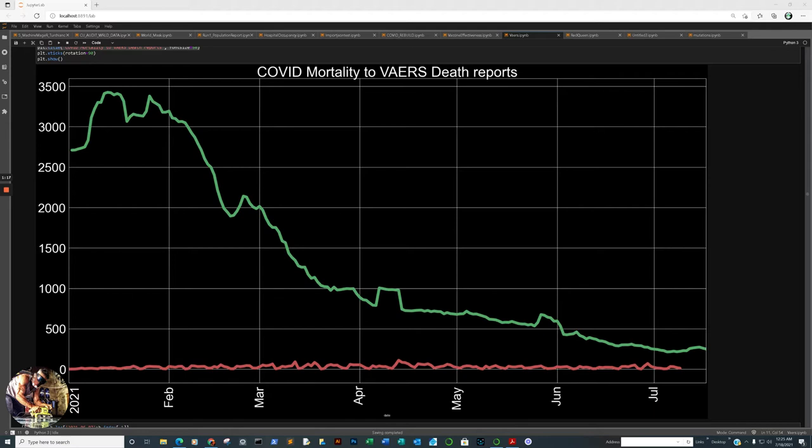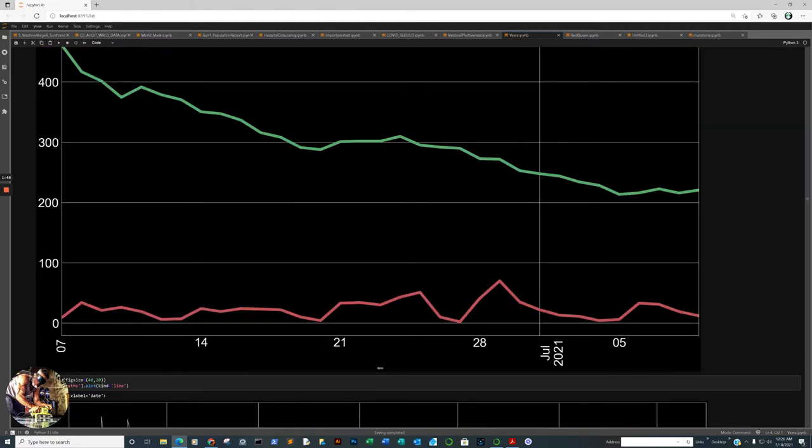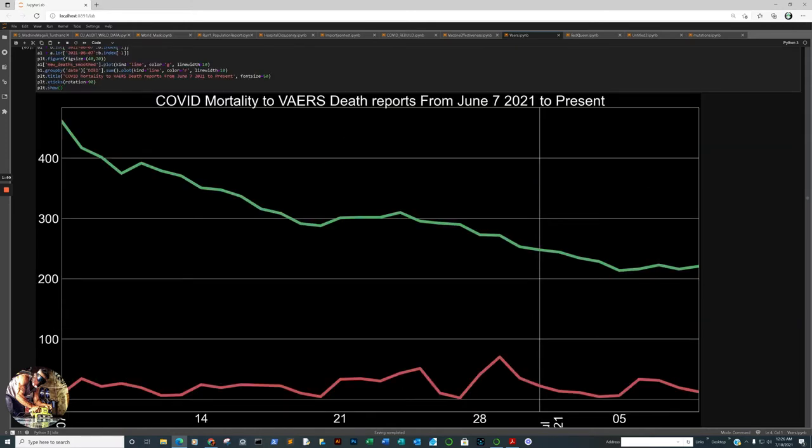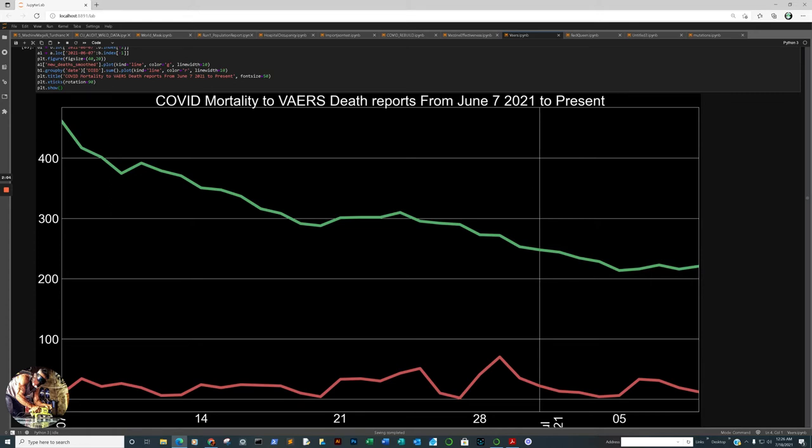All right, now let's take a snippet right here. I think I picked it up at June 7th. So we're looking right around here, and here we are. COVID mortality versus VAERS death reports from June 7, 2021 to present. The green line is those, unfortunately, who perished from the coronavirus, COVID-19, and the other is those currently reported as vaccine adverse event reports. Now, there's a lot of confounding and bias that could be thrown into this, but I just noticed it's an interesting trend as far as the mortality being reported to the Vaccine Adverse Event Reporting System and the natural mortality in reference to COVID-19.